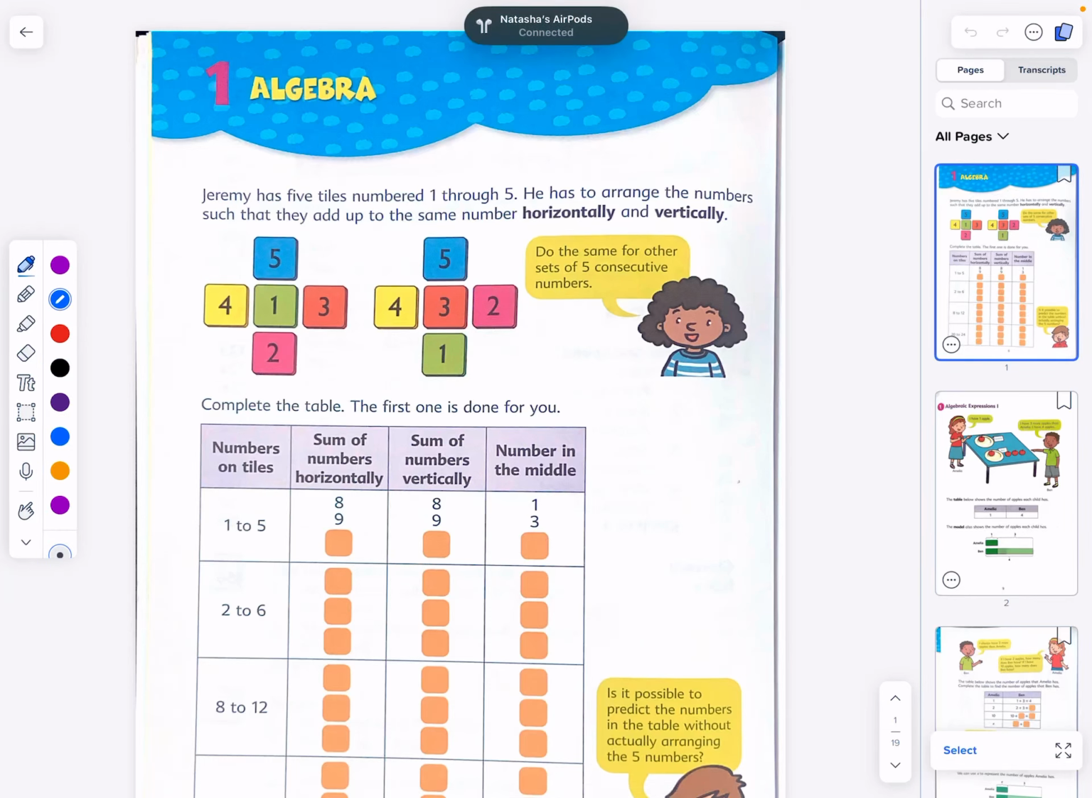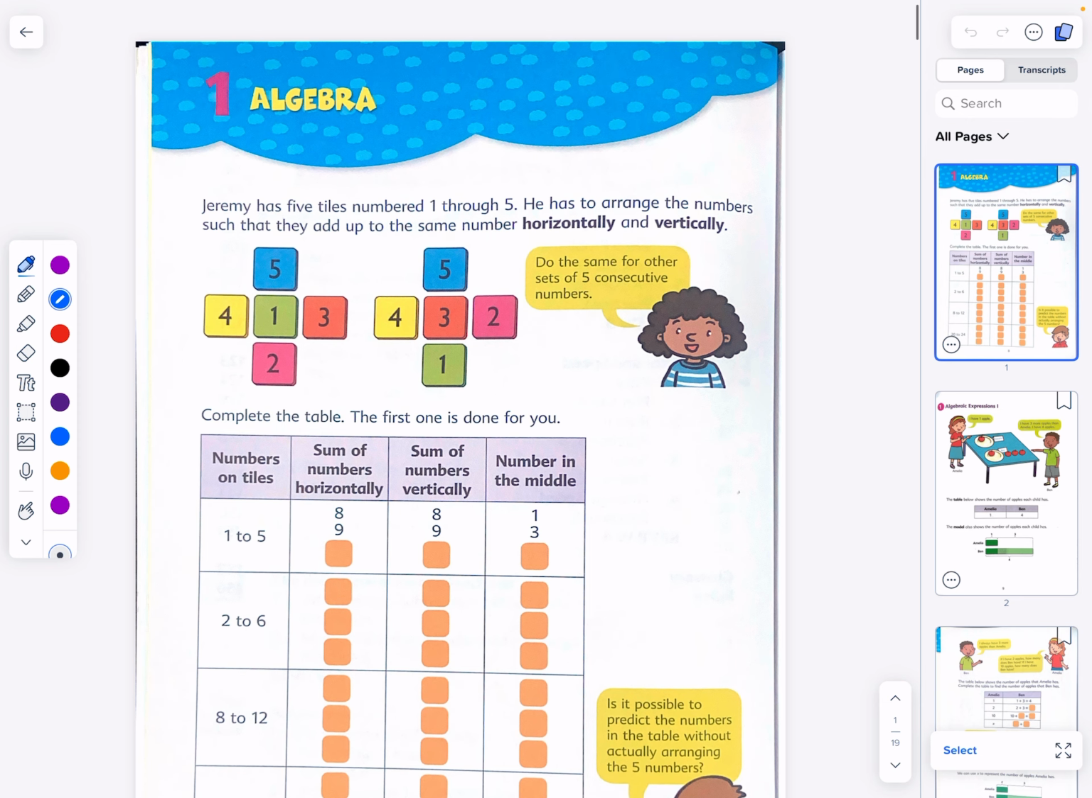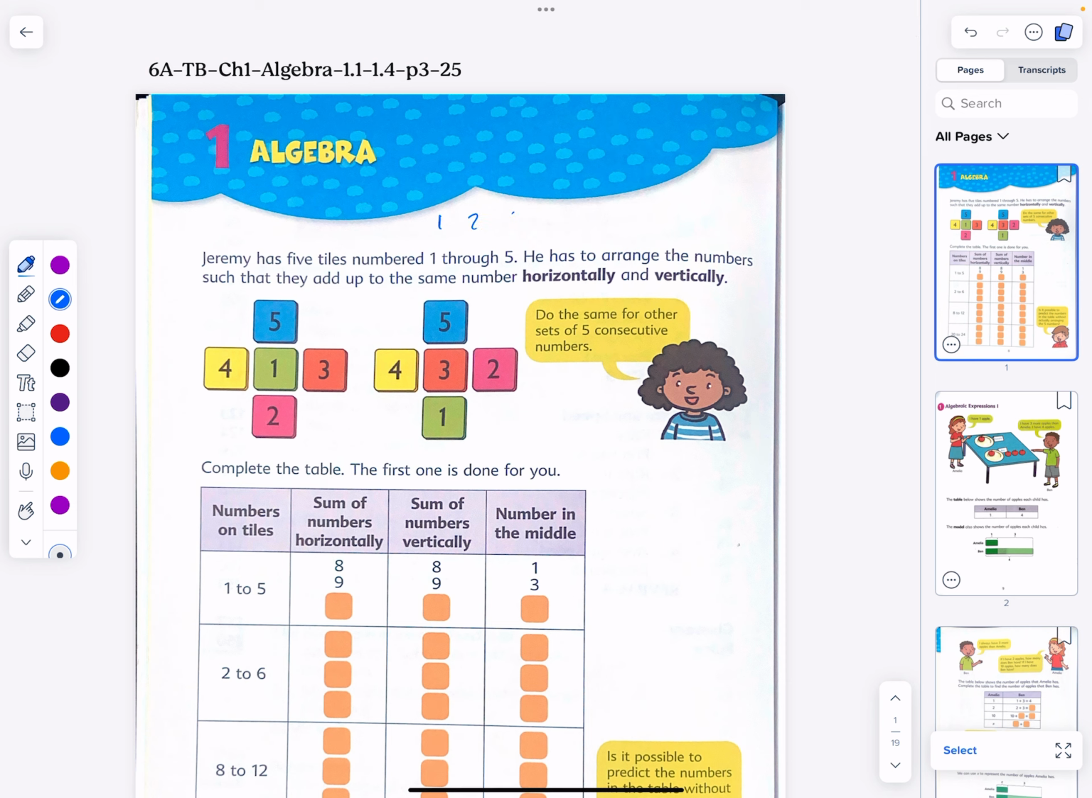Hello, the topic of today's class is algebra, introduction to algebra. Let's consider some patterns. Jeremy has 5 tiles numbered 1 through 5. Imagine he has 1, 2, 3, 4, and 5. He has to arrange these numbers such that they add up to the same number horizontally and vertically.